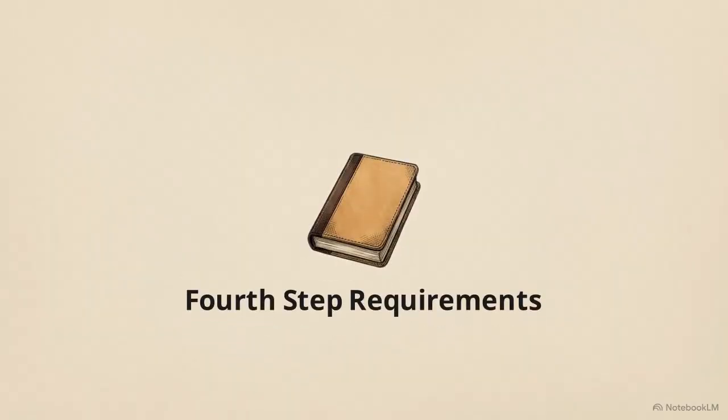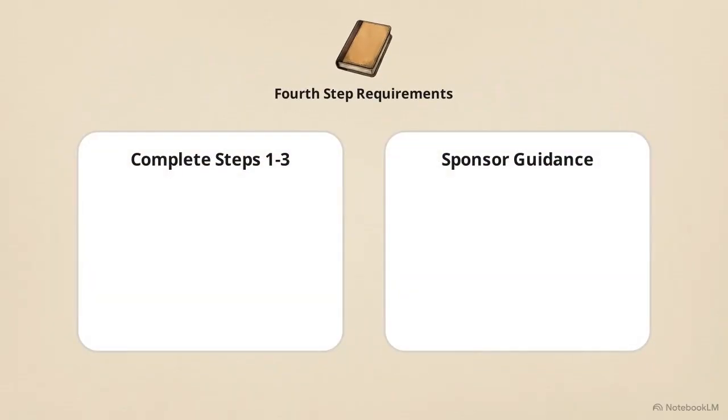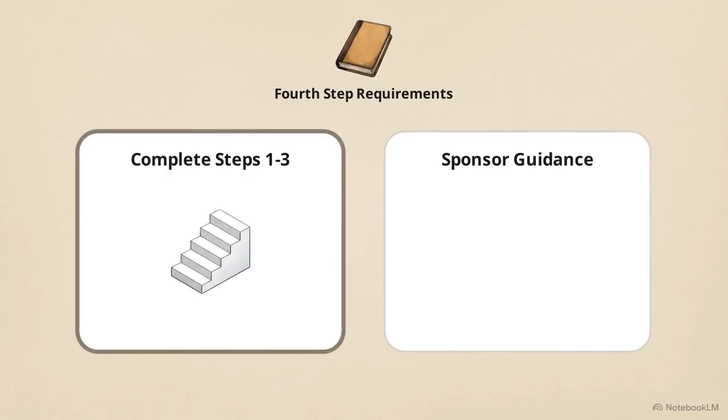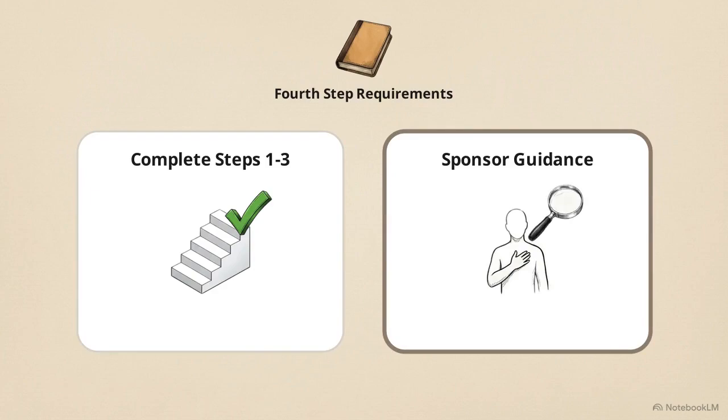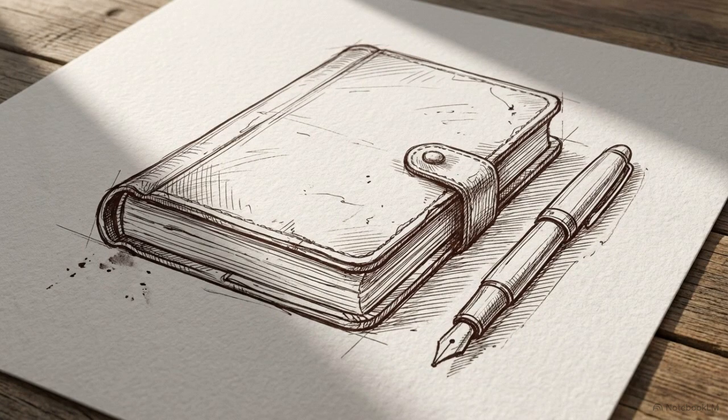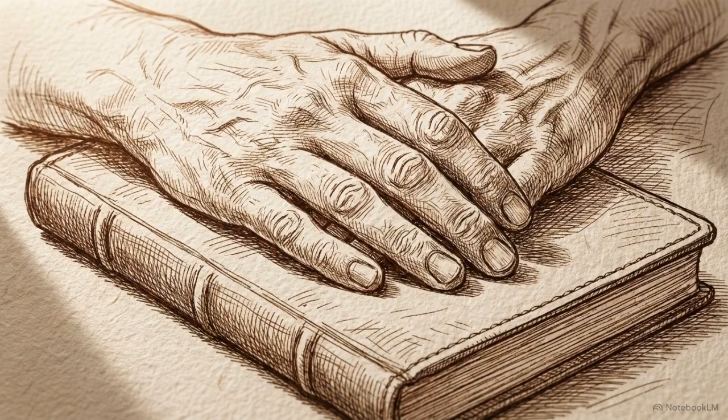Before writing a single word, you must meet two requirements. First, you need to have completed the first 3 steps with your sponsor. Second, you must have that sponsor ready to help guide you through the 4th step. Set up your physical workspace by finding a quiet environment with a notebook and a pen. Take a moment of silence to ask the God of your understanding for the courage to be thorough.